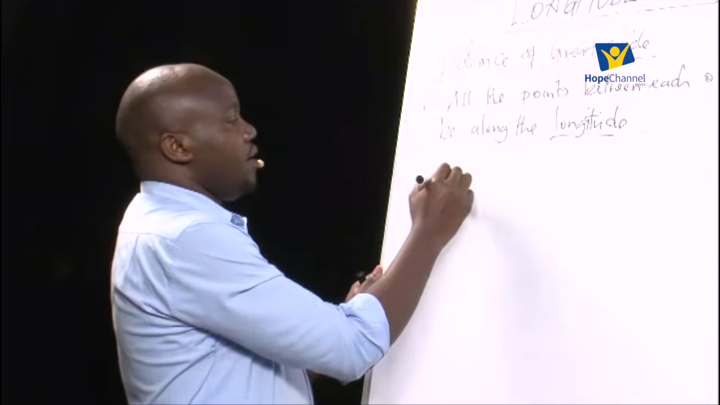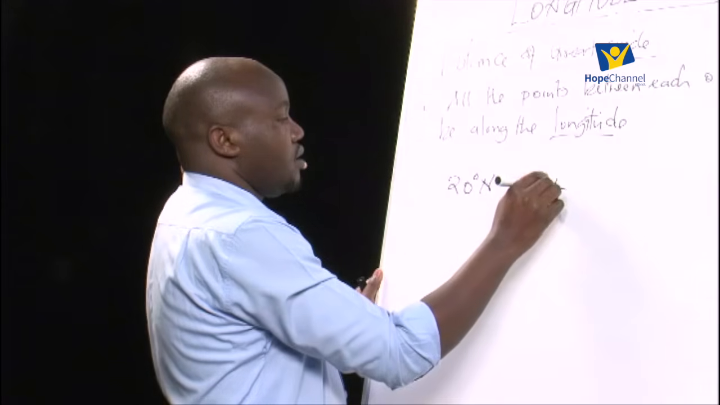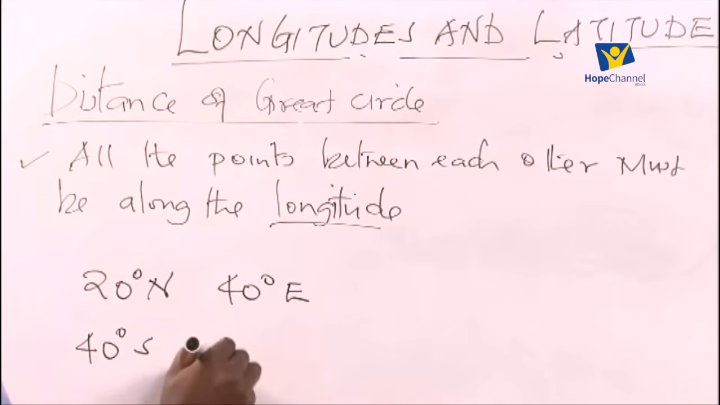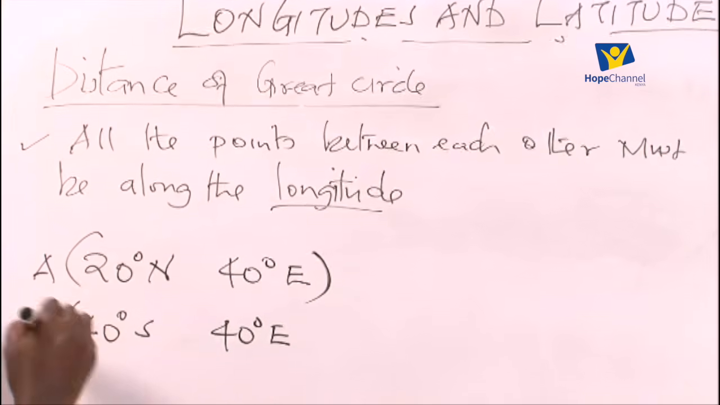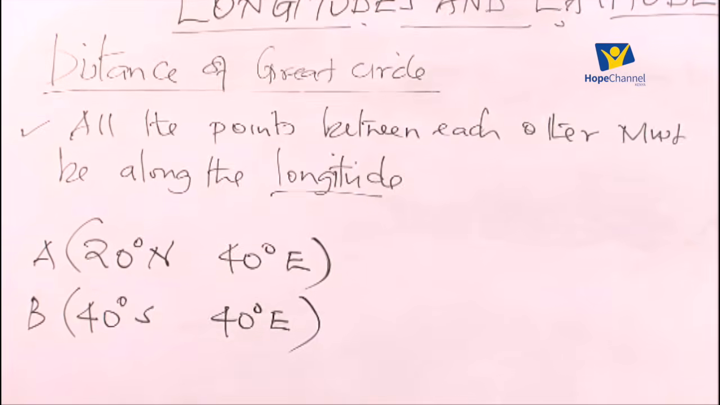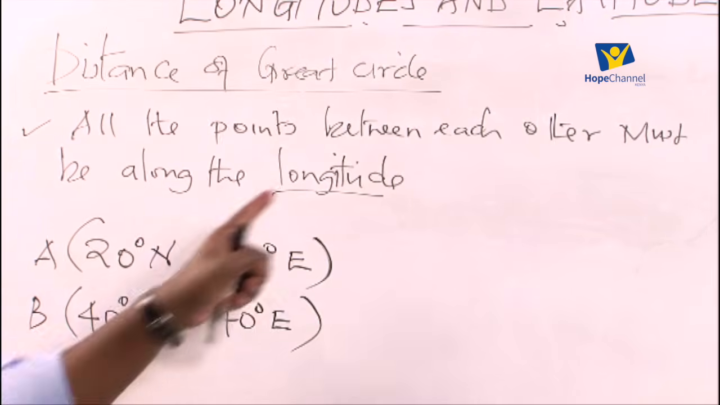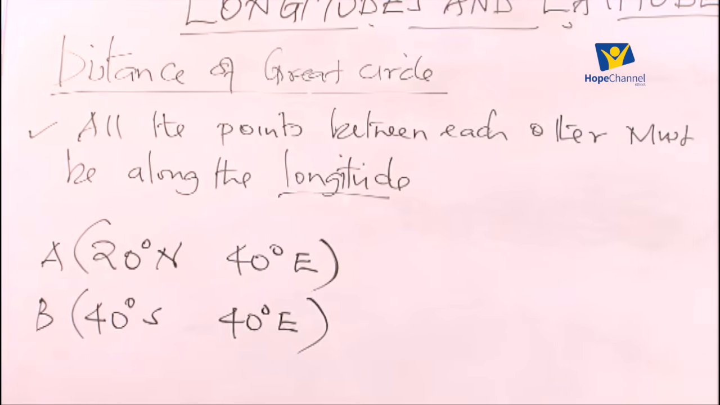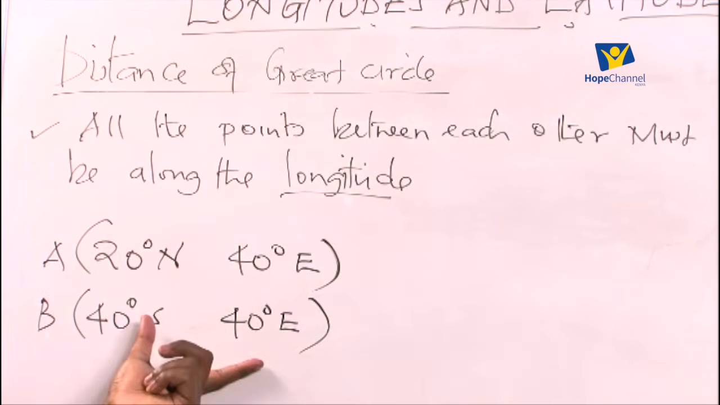For example, if I have 20 degrees north, 40 degrees east, and I have 40 degrees south and 40 degrees east, this point A and this point B. Locate these points on the globe for me to know if A and B all lie along the same longitude, to be considered as what? Great circle. So before you do any calculations, ensure that you have located these points to know where they fall.